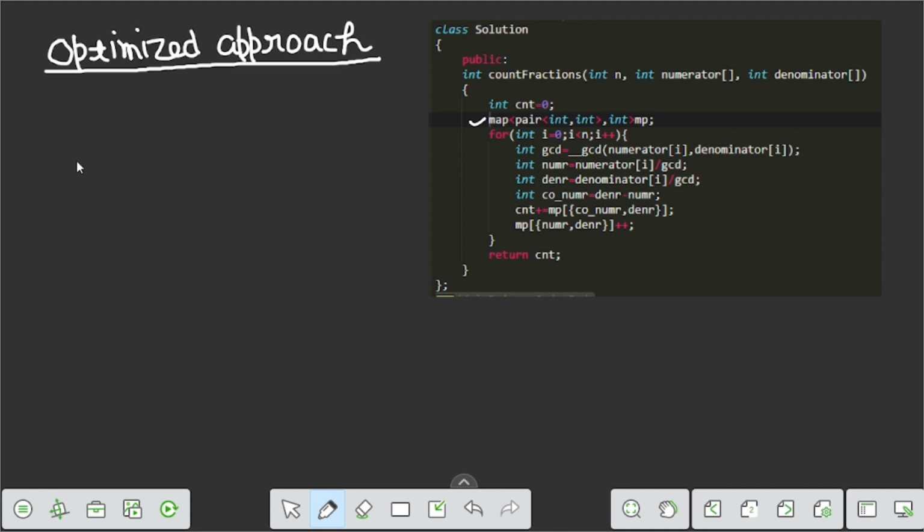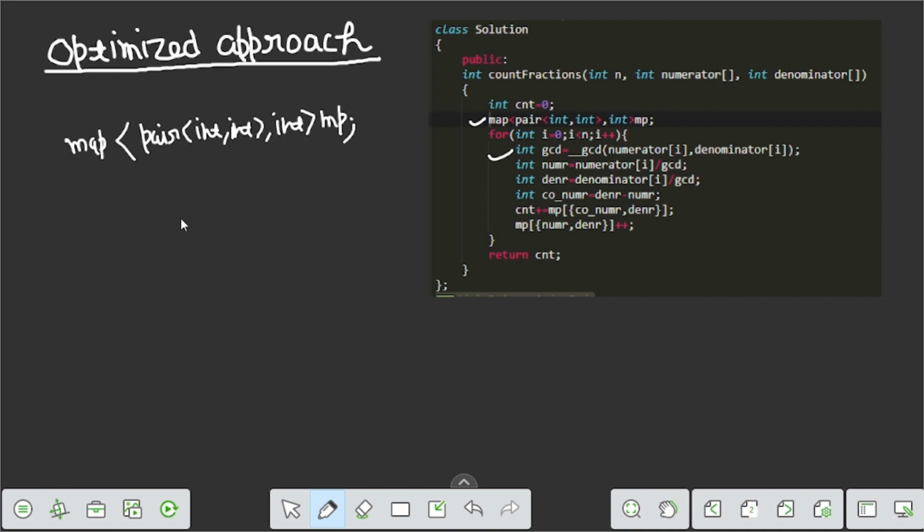Let us discuss how we optimize the code. Let's take a map of pair of int comma int, and int. We take a map of pair comma int. Now we traverse the numerator and denominator and divide the numerator and denominator by the GCD of that numerator and denominator. We simply simplify the fraction.